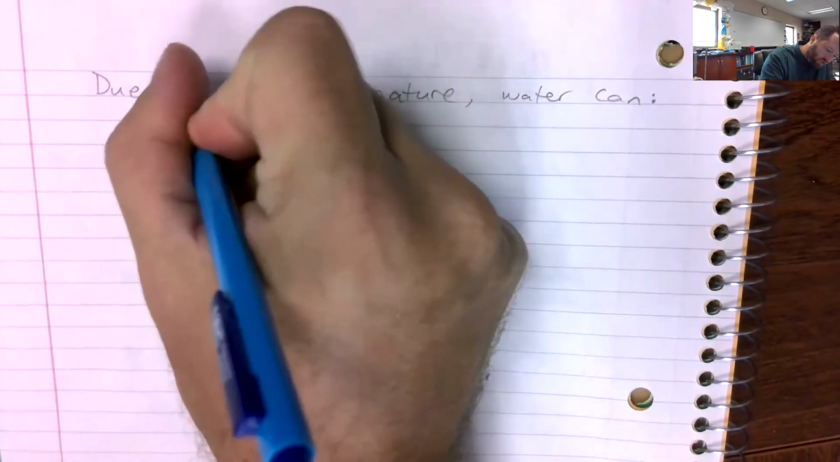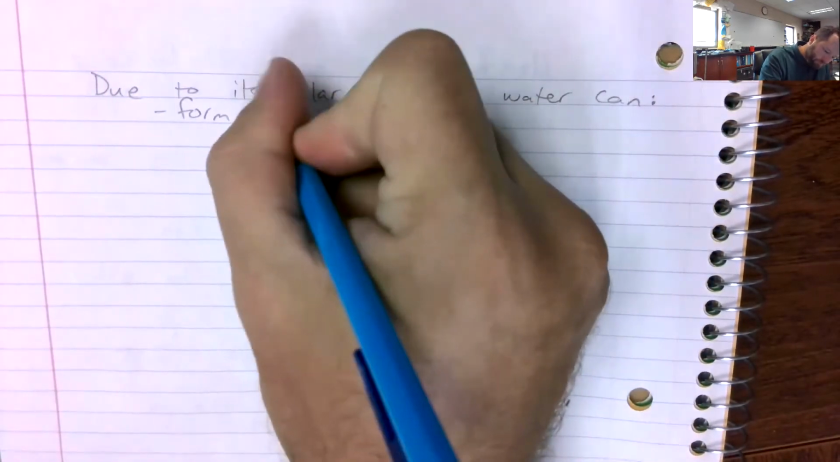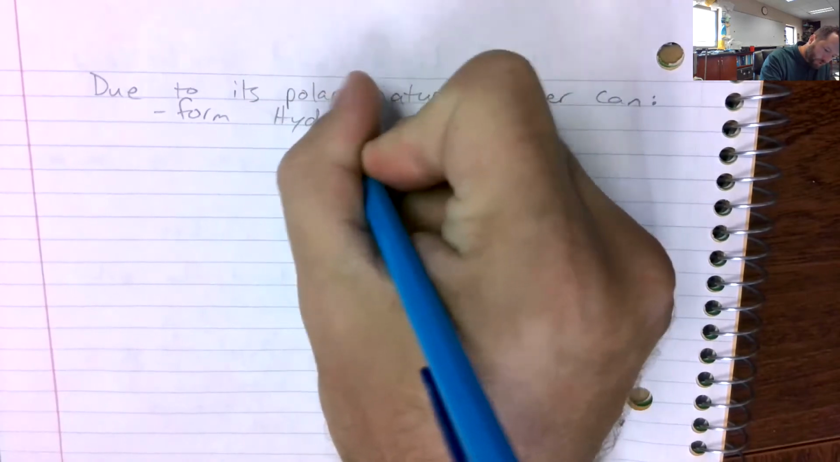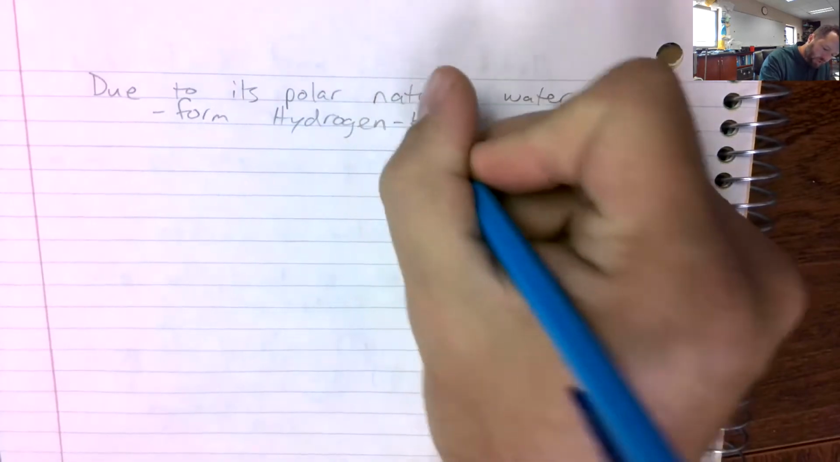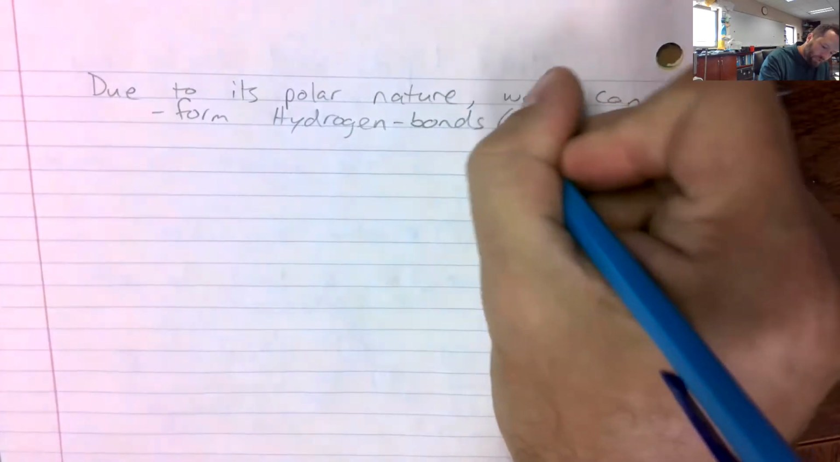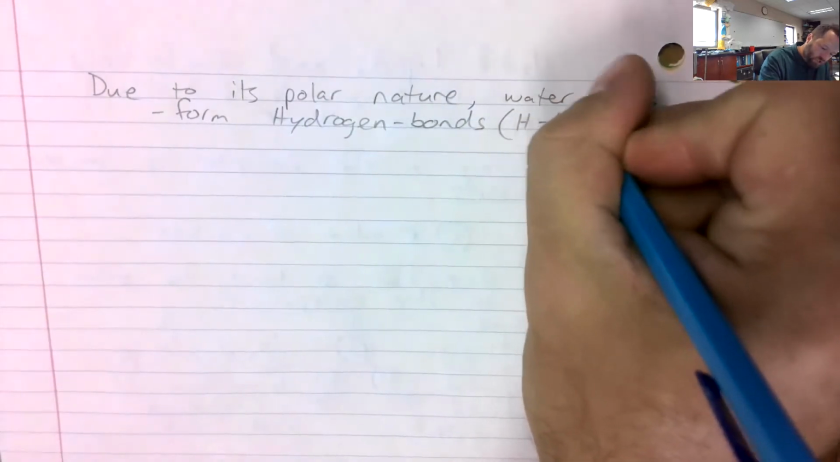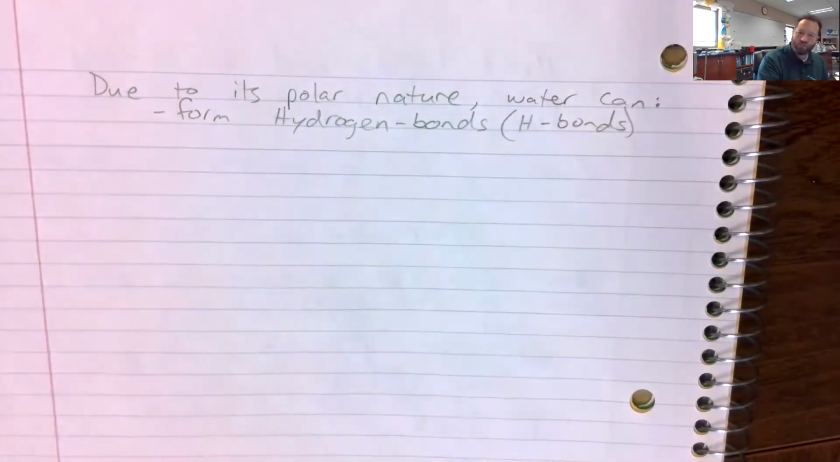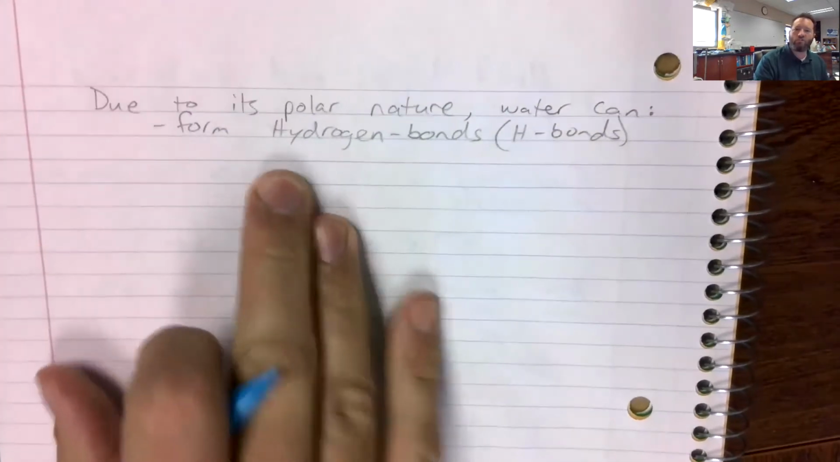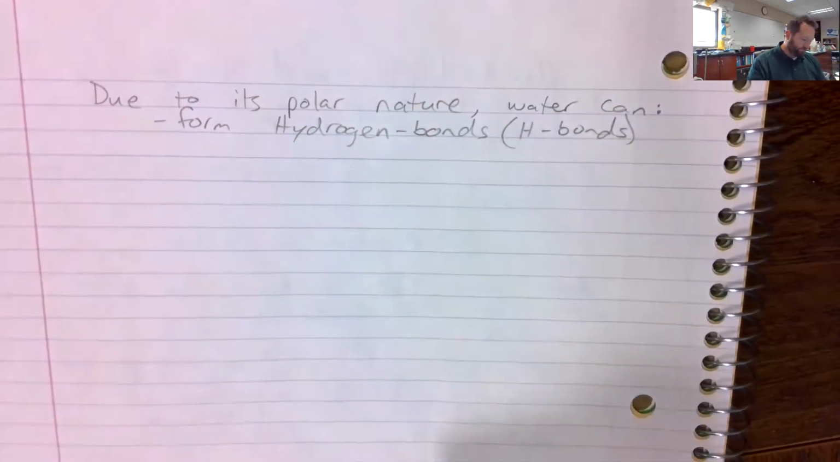And one of the things it can do is form what we call hydrogen bonds. Oftentimes we just call them H bonds. H stands for hydrogen, so we simplify it, and don't have to write the whole word hydrogen, we just write H bonds.